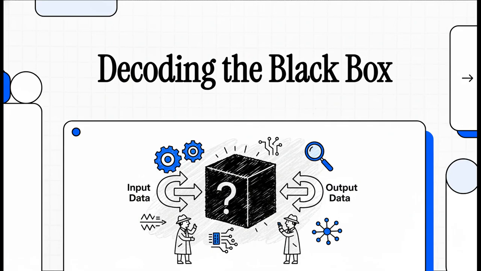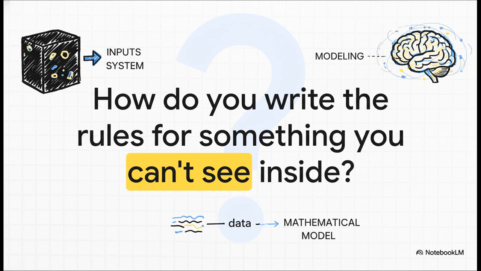All right, today we're going to dive into a really cool field called system identification. Now, you can think of it as being a detective, but for engineers and scientists. It's a way to figure out the secret rules of how something works, even when you literally can't see inside of it. And that's really the big question, isn't it?